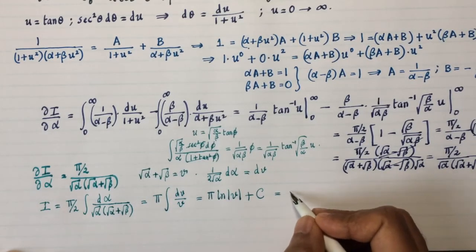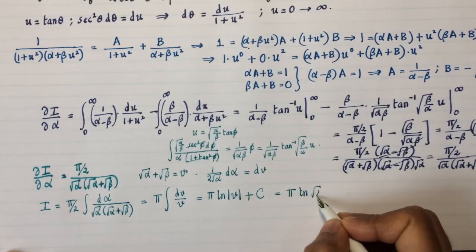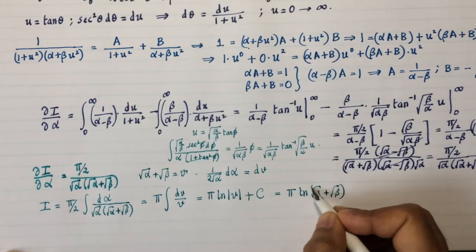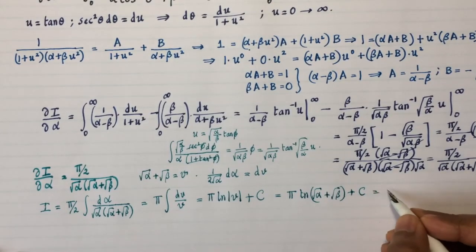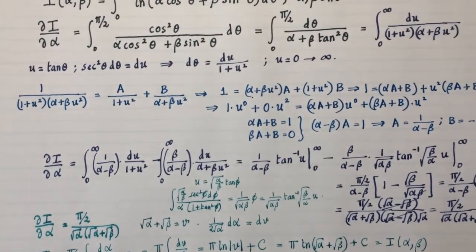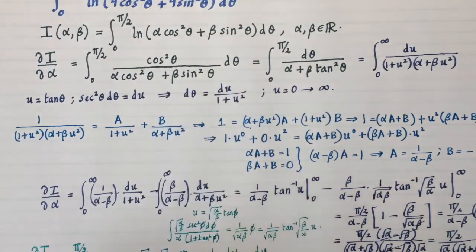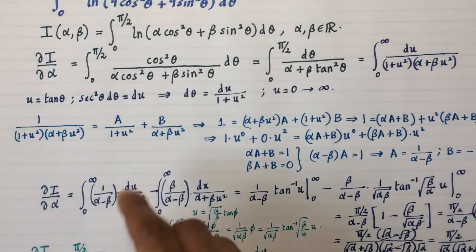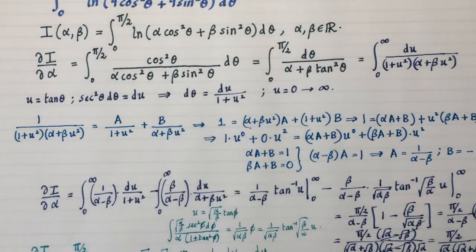So the next challenge is to determine this constant of integration, natural log root alpha plus root beta plus c. How to determine plus c? Well, if you go back to the original integral, and this is all equal to I of alpha comma beta, if you go back to the original integral, alpha and beta appear in front of cosine squared and sine squared. Well, we know one special value, and that is cosine squared plus sine squared equals 1. So let's choose alpha equals 1 and beta equals 1. Okay, that will be a great way to fix our initial conditions.